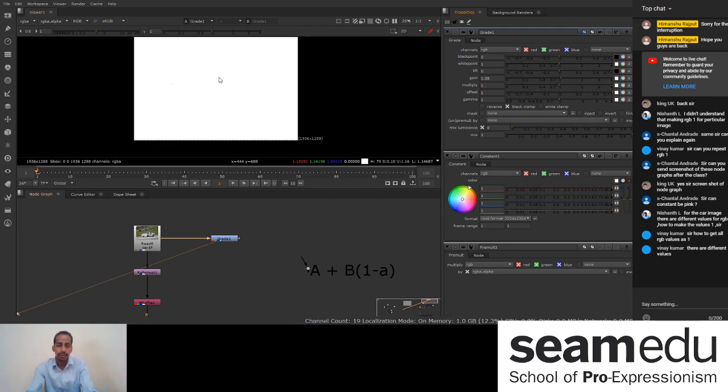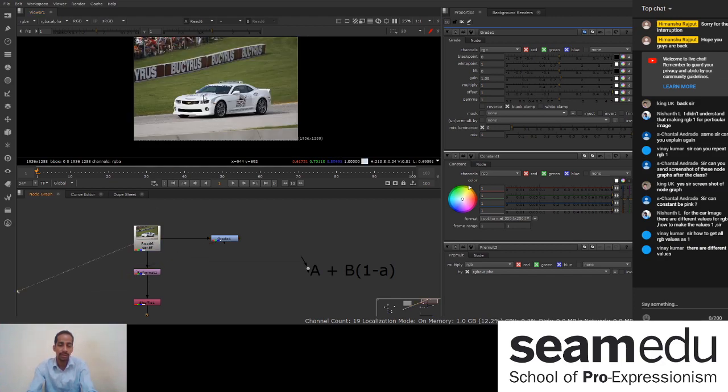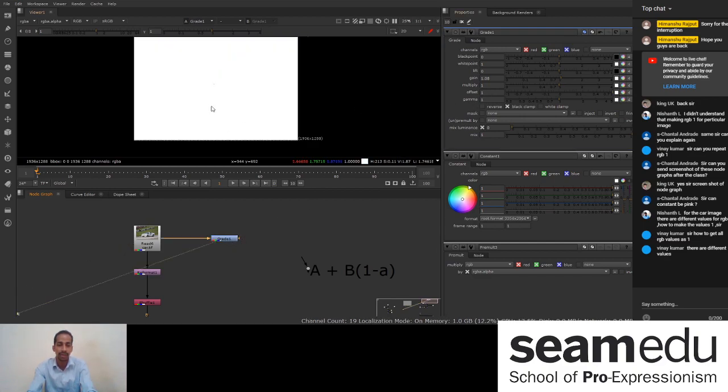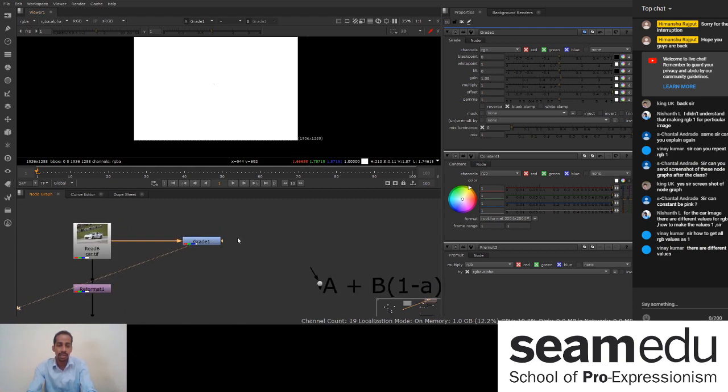So when we increase the offset, it's actually white, but it's going beyond 1. See, it's going 1.6, 1.75 and 1.87 because of the image itself. The image also has a variety of numbers. So even if you use offset to add values, the value is still going beyond 1. And then to restrict it to 1, you can use a clamp node.